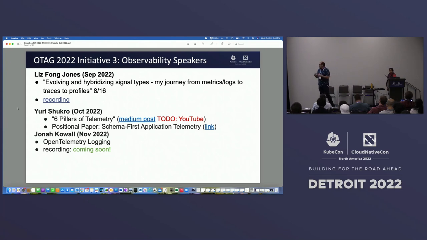Yeah. And then we've got Jonah Cowell coming, who's CEO of Logz.io and has been involved in various communities in observability. He'll be coming to share some thoughts, and I don't think we have a title yet, but we will soon. So if you're interested in speaking to the observability community, if you know someone or have a suggestion, reach out on Slack. The process is basically pretty lightweight.